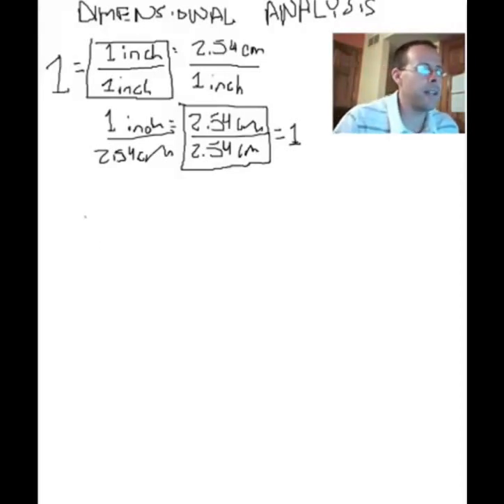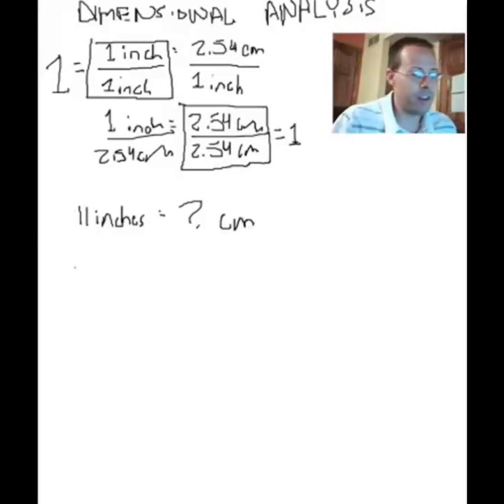So if we had something like a problem where I gave you 11 inches equals how many centimeters? Okay? What we're going to do is our rules for dimensional analysis are very, very easy. We're going to start with what we know. So what do we know? We know this right here. Okay, so we're going to say 11 inches.